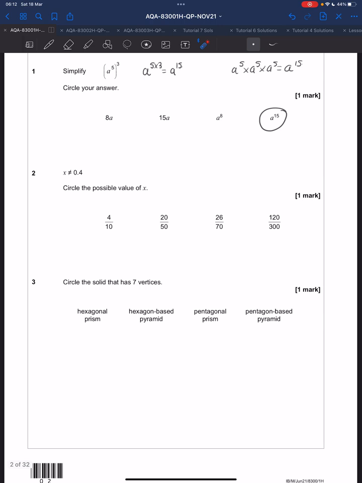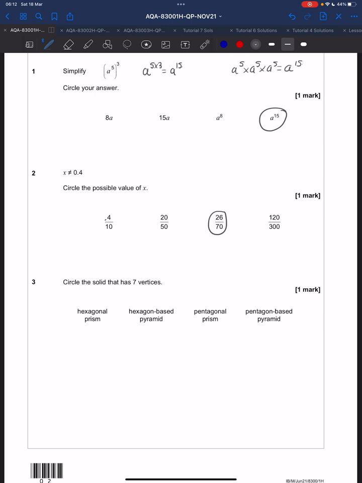x is not equal to 0.4. Circle the possible value of x. Well, 4 divided by 10 is 0.4. This is 2/5, which is 0.4. This one here, I already know that's the answer. I'm just going to explain why this one isn't.